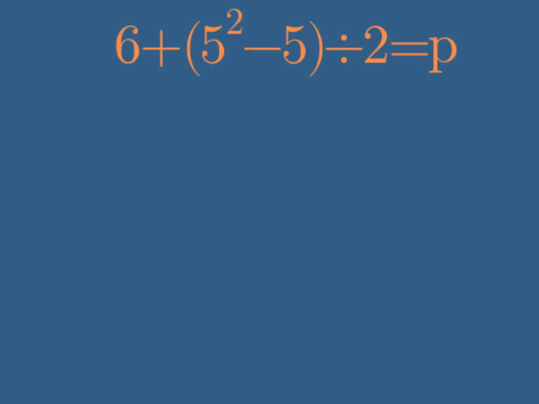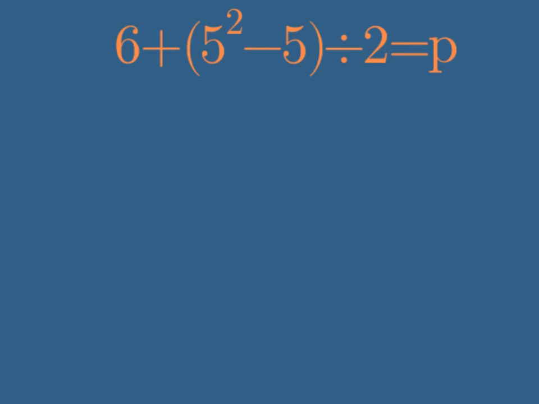On this equation, they don't give us a replacement set. So I'm guessing we would just say that a replacement set is all the numbers, and we have to find which number will be our solution for this equation, what p will equal. To do that, we need to use our order of operations.